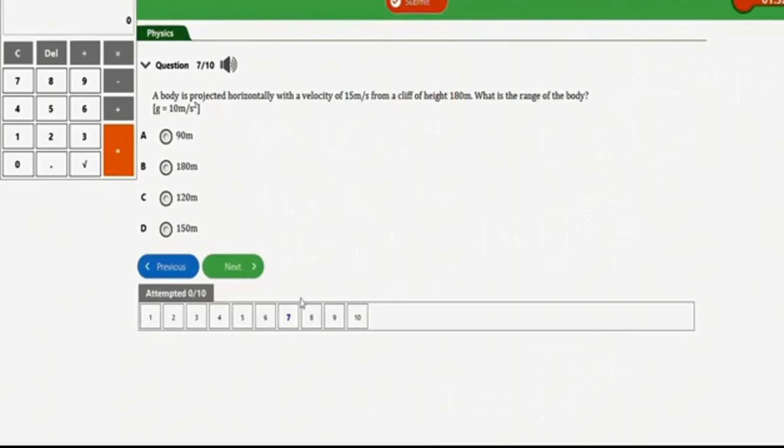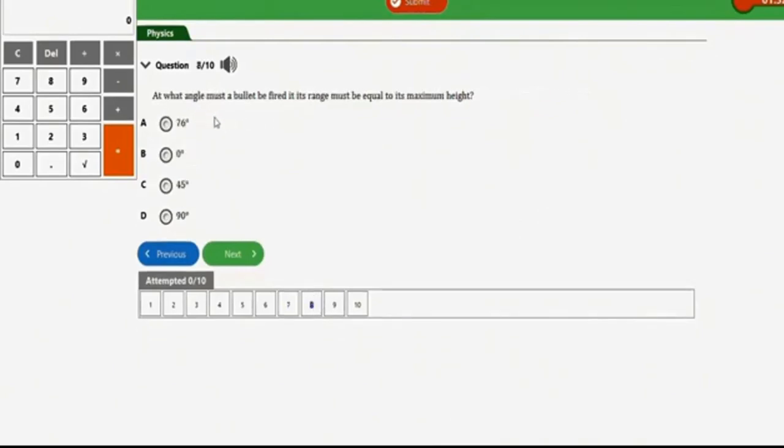Alright, so the next repeated question will be this. It says, at what angle must a bullet be fired if its range must be equal to its maximum height? Now guys, take note of this question. I have often seen it repeated. The correct option in this question is 76 degrees.